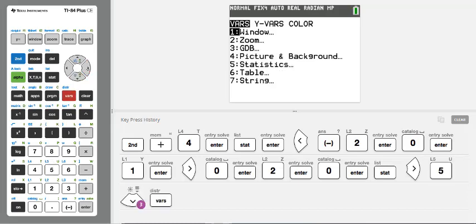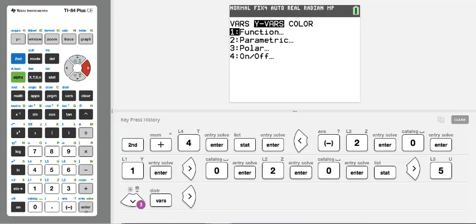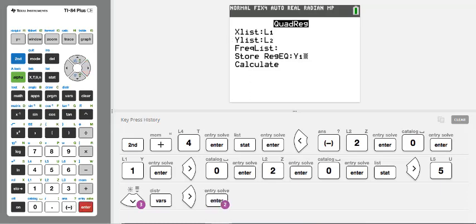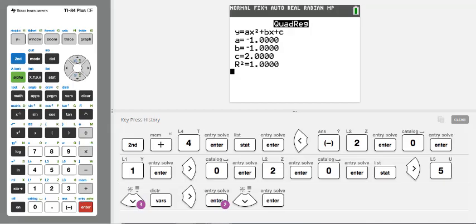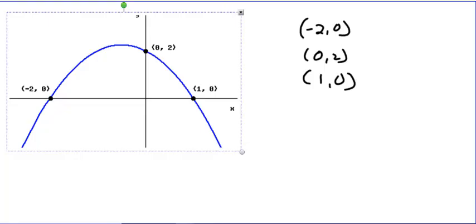I just get in the habit of doing this, folks, and storing it in Y1. So that's vars, arrow to the right, enter, enter. And then it's -1, -1, 2. Okay, -1, -1, 2. So here we go. -x squared, -x plus 2. That's our equation.